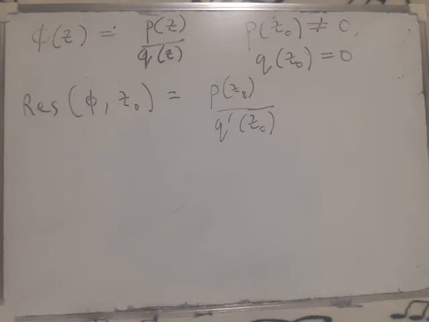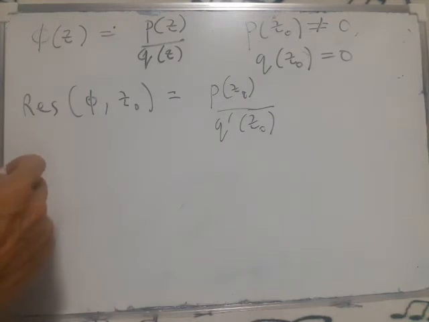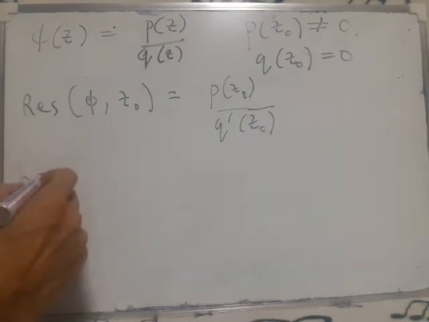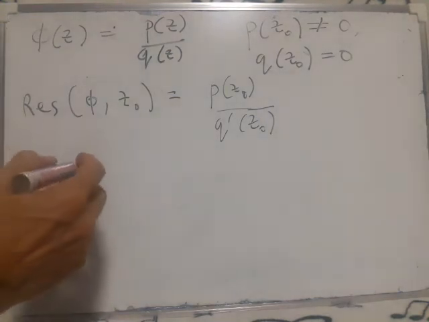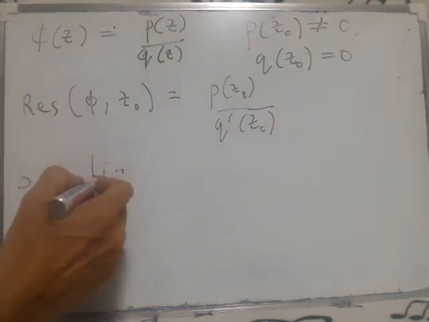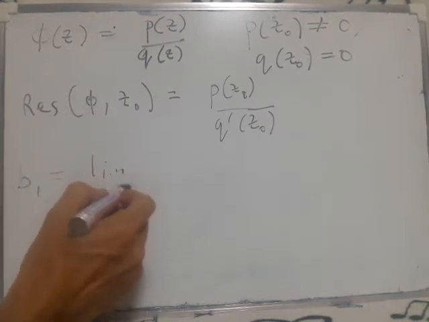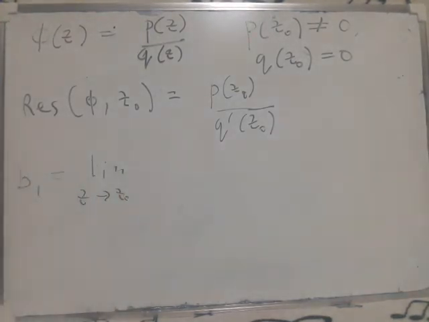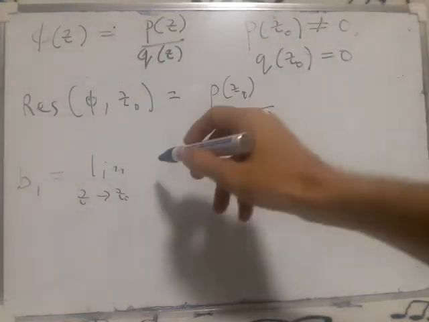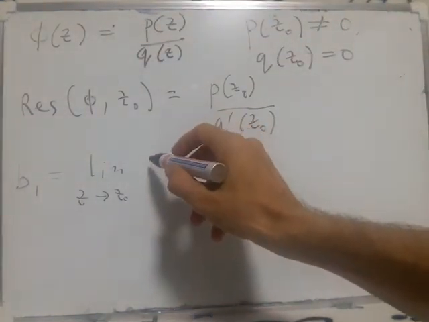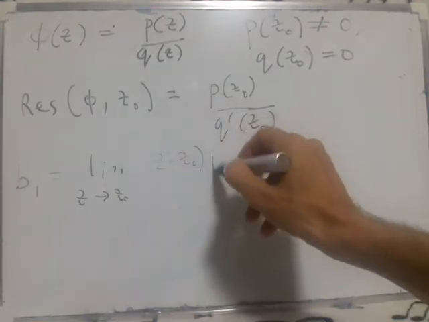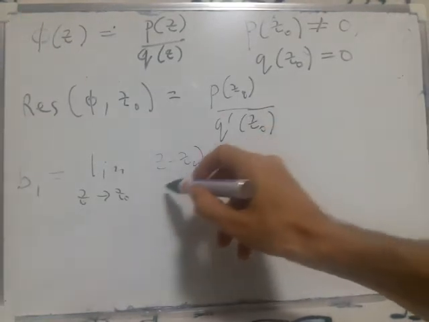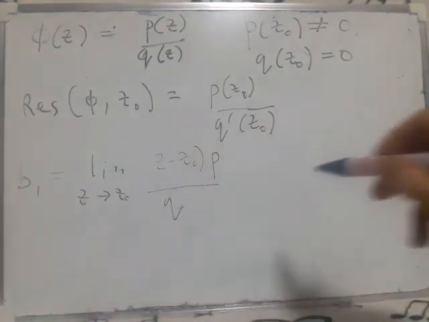Well, in the more direct method, we came up with a formula for the residue. I write the residue as alternately b1 or res. So we said that the residue is the limit as z tends to z0 of z minus z0 times phi. Now we're writing phi as p over q. So basically we've got z minus z0 times p divided by q.